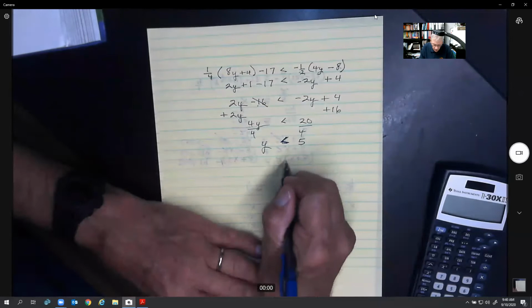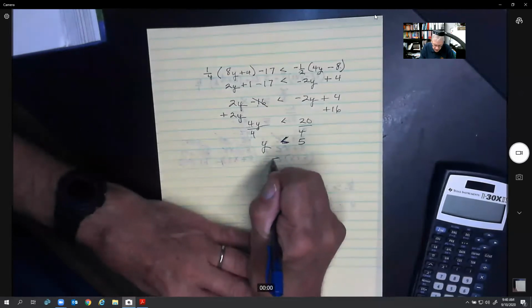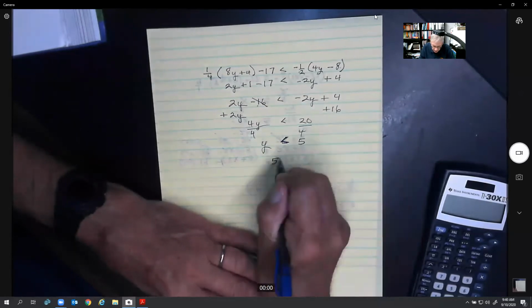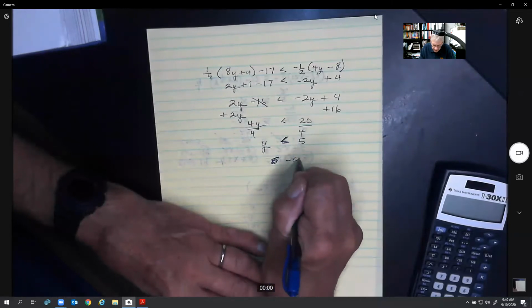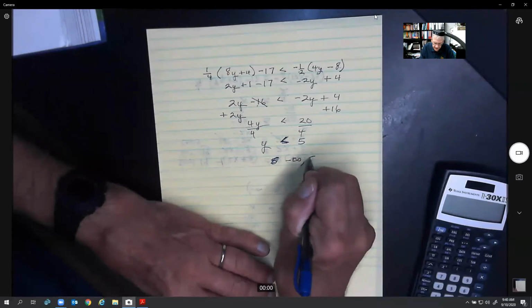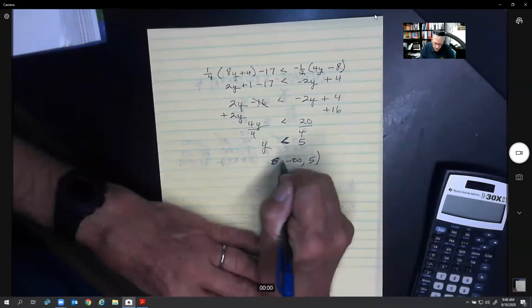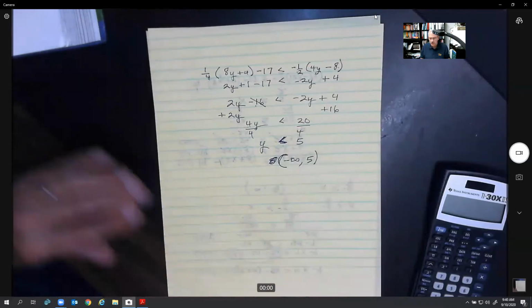Write it in interval notation. y is less than 5, so it starts at negative infinity, and it ends at 5. So we can state the problem this way. Awesome.